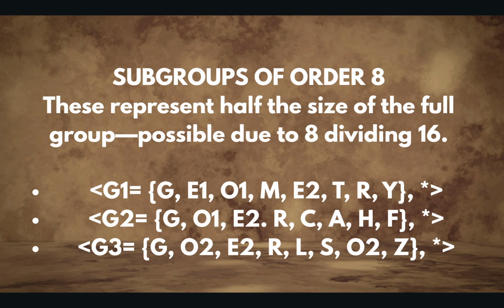And subgroup G2 is equal to the elements G, O1, E2, R, C, A, H, and F. And also we have subgroup G3, which is equal to G, O2, E2, R, L, S, O2, and F. Those are the subgroups of order 8, which basically means they have 8 elements inside.